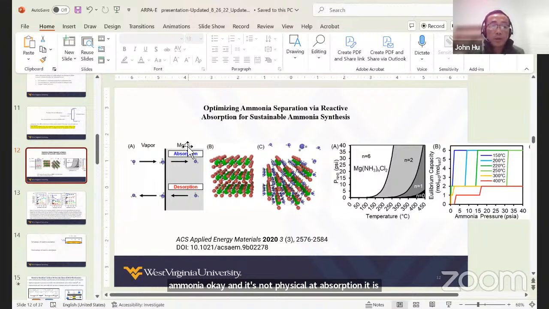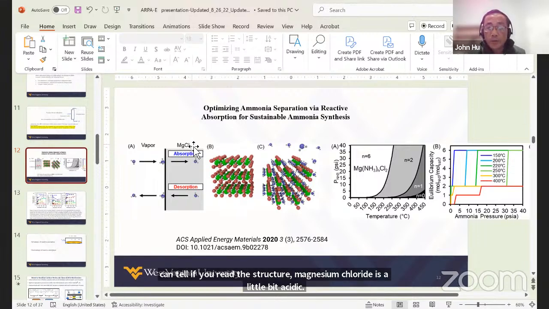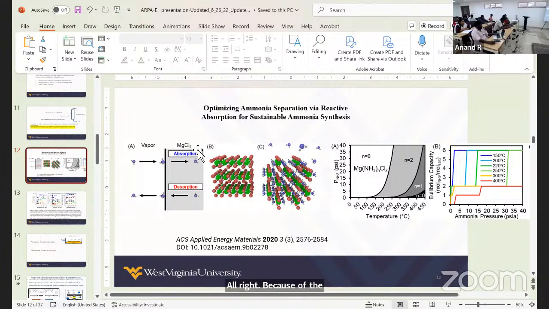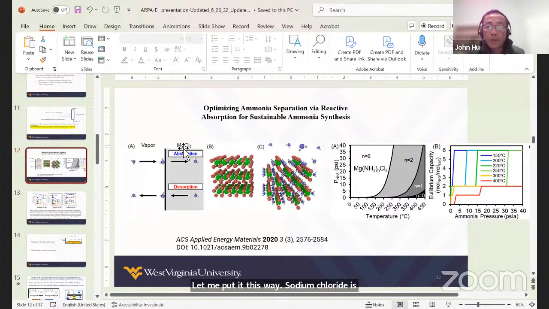So the material they use is the magnesium chloride. Anybody can tell, if you read the structure, magnesium chloride is a little bit acidic, all right? Because let me put it this way, sodium chloride is neutral. Magnesium chloride, because the chlorine side is coming from HCl, is acidic. So intuitively, you will know the magnesium chloride will adsorb ammonia and then bond with ammonia. So that's why this adsorption is called reactive adsorption. It's not just adsorption, it's react.